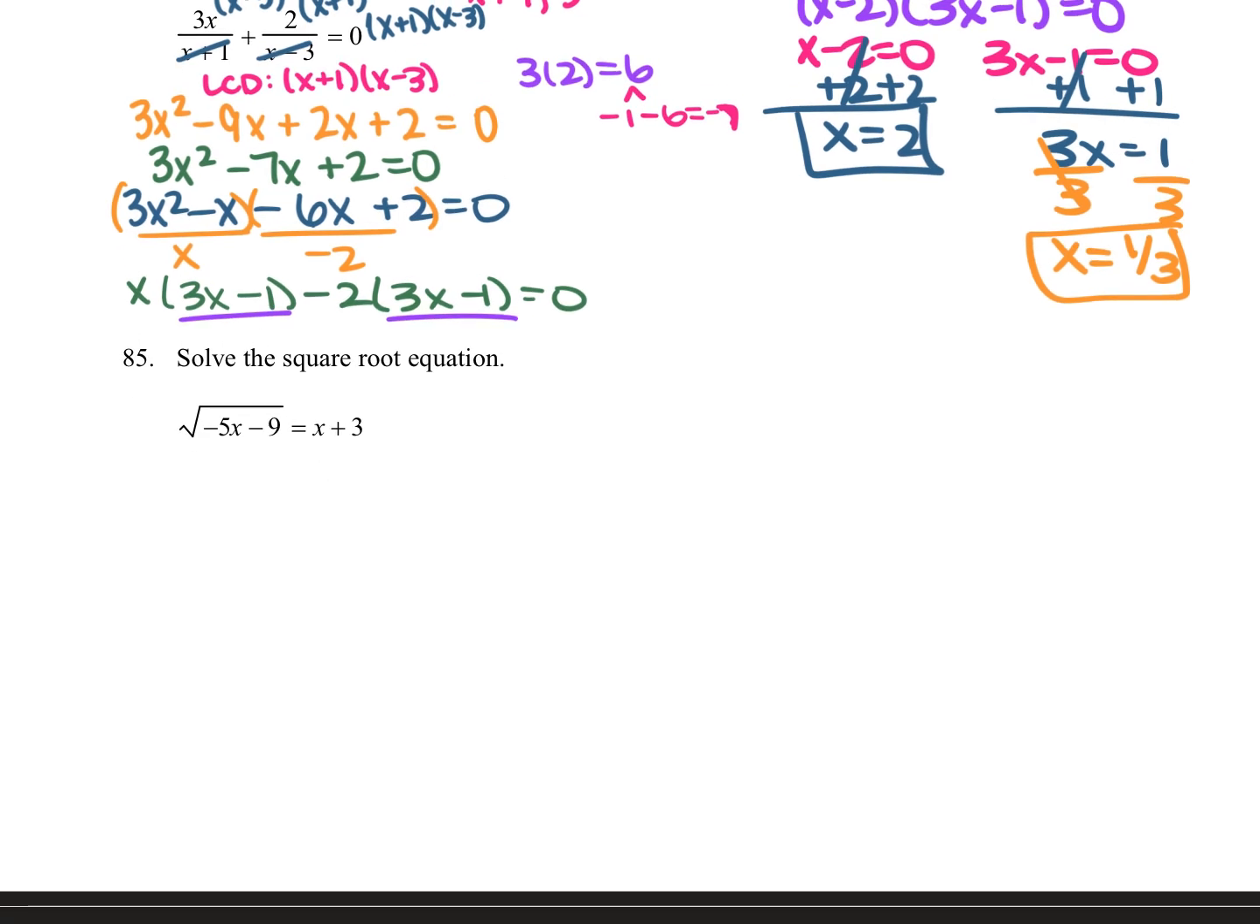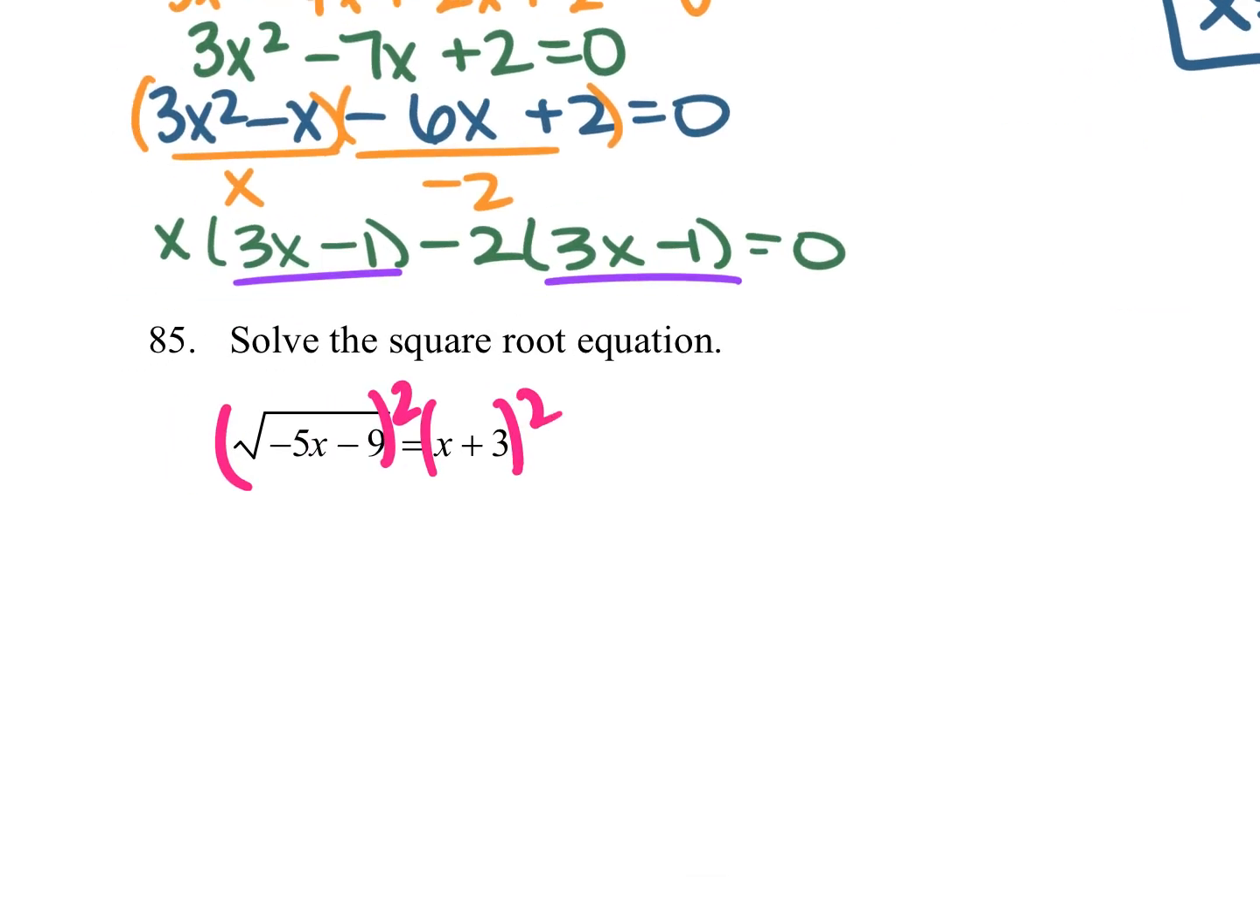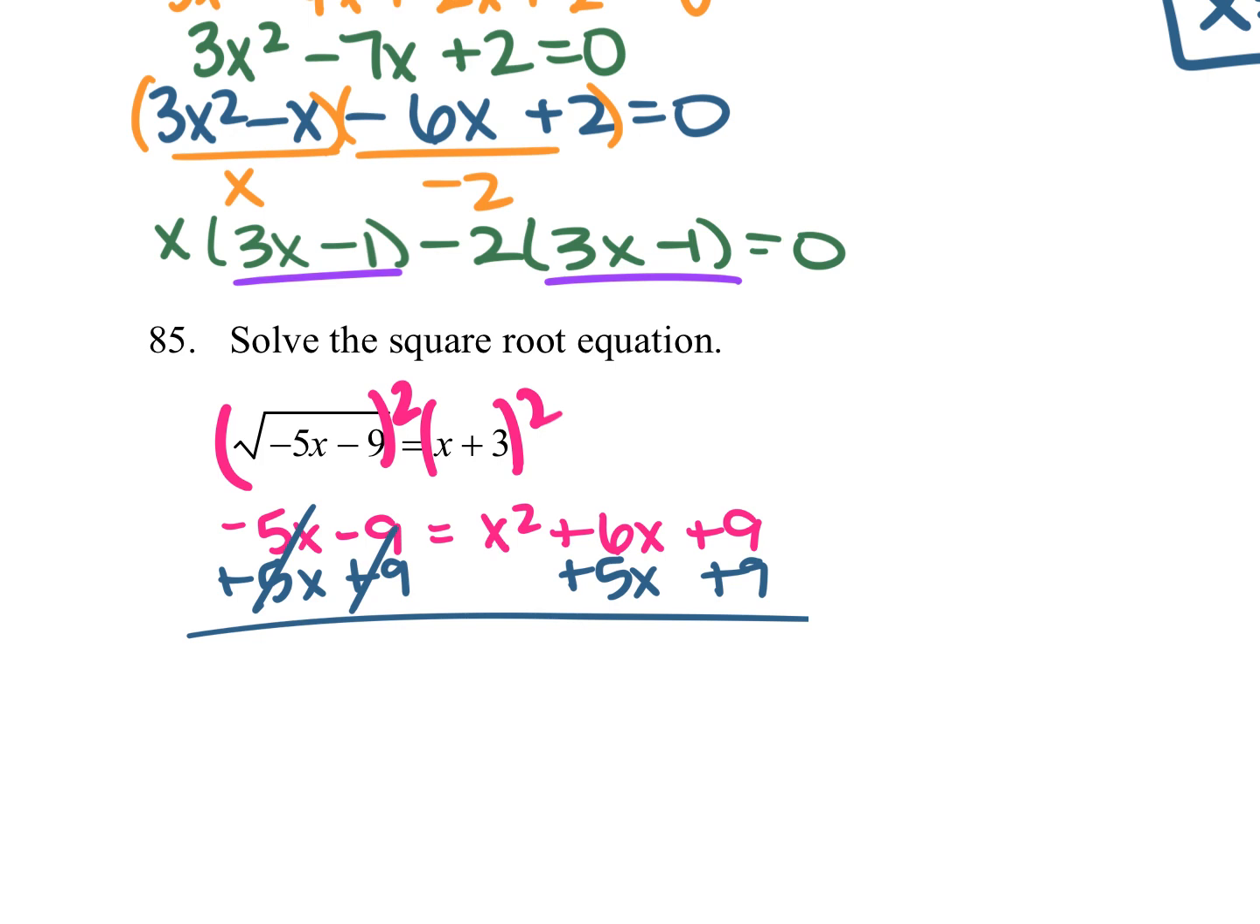For 85, you're solving this equation that involves square roots. So in order to get rid of the square root, we're going to square both sides. So it's going to give us negative 5x minus 9 is equal to x squared plus 6x plus 9. The 5x moves over by adding to both sides. The 9 moves over by adding to both sides. So we are going to have x squared plus 11x plus 18 is equal to 0.